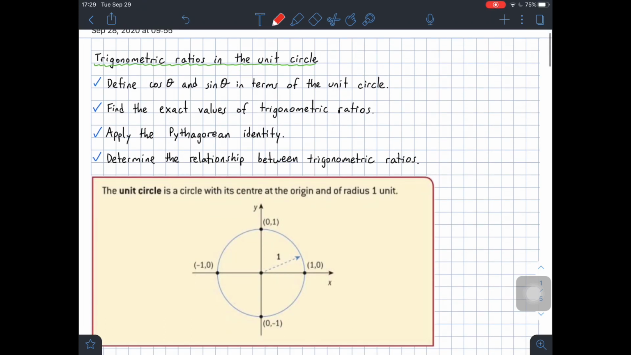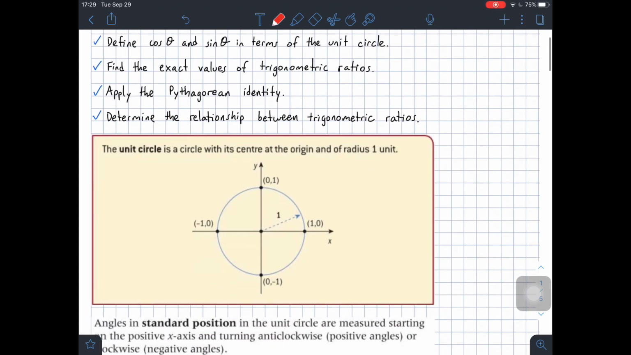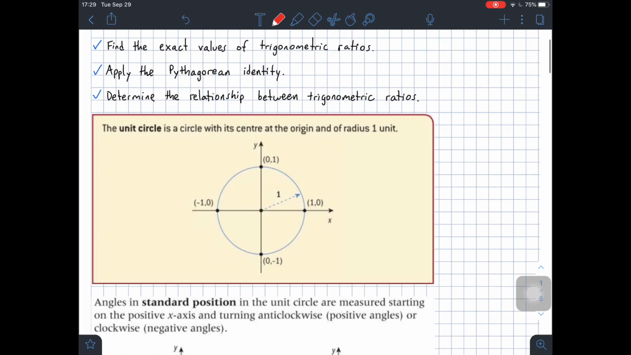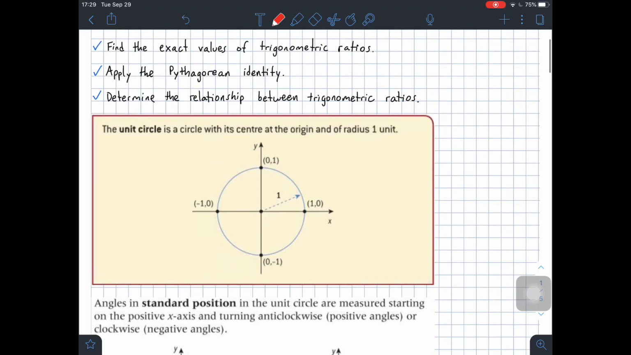Objectives for the class are four. Number one, define cosine and sine in terms of the unit circle. Number two, find the exact values of trigonometric ratios. Then apply the Pythagorean identity. We're going to learn about this in this class. And finally, determine the relationship between trigonometric ratios.